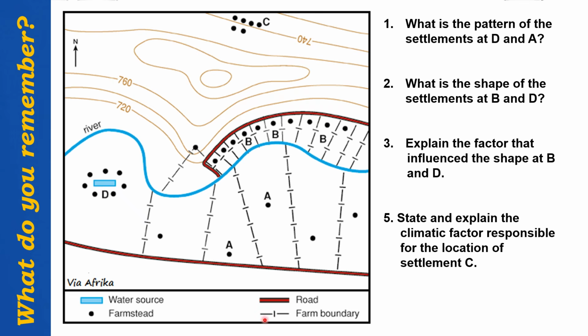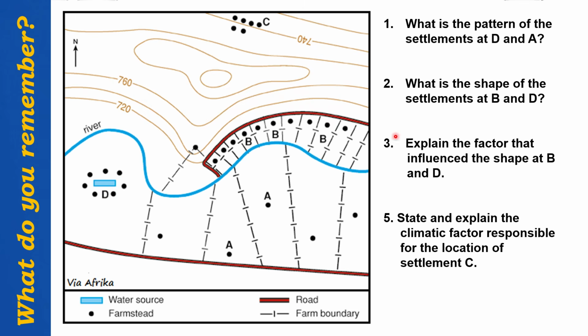And then these lines here, this shape here is our farm boundary. You can see that this person here has this entire farm to himself. This one here, the entire farm to himself. Even here, this farmstead, the entire farm to itself. But at D, you can see these people here are sharing this farm. You see that nucleated, they are sharing profits, they are sharing the land.